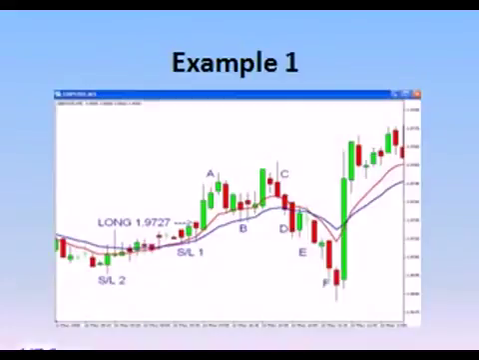In this chart, let's assume our setup was a moving average cross occurring here. And we entered long at the close of the candle, first green candle, here, or the open of the red candle. The entry point is marked at 1.9727. A tight stop might be the point marked SL1, just below the green candle here. A wider stop might be at position SL2, below the recent swing low and the 1.9700 level.